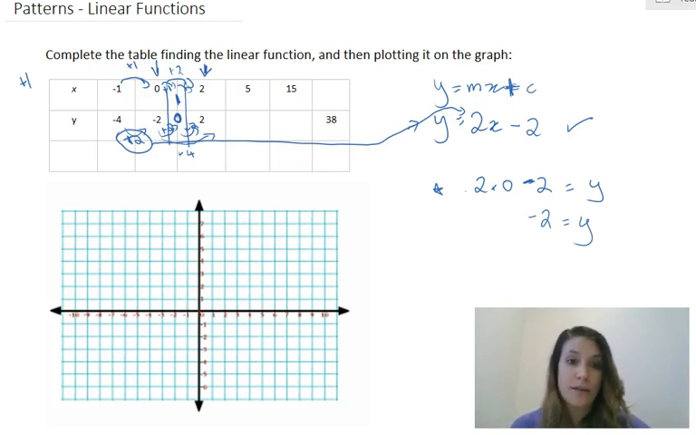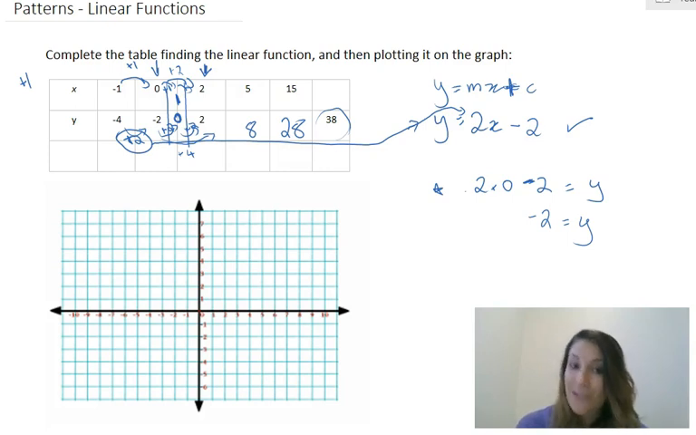So let's have a look here for the 5. We can do 2 times 5 is 10, take 2 is 8. 2 times 15 is 30, take 2 is 28. Have a look at this one. It's given the y position now. So we actually need to use this rule going backwards.